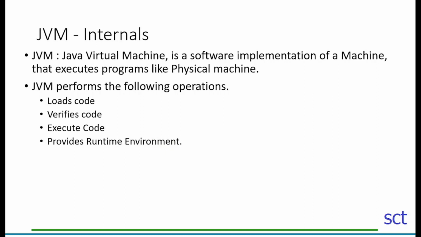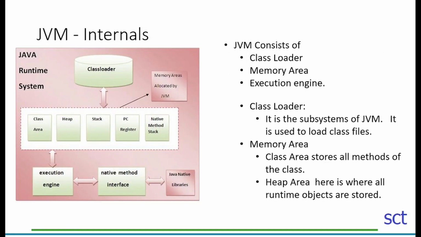JVM internals. The Java virtual machine is a software implementation of a machine which executes programs like a physical machine. It acts as a physical machine and then executes the programs. Basically, it loads the code, verifies the code, executes the code and provides a runtime environment. If you look at the JVM internals, we have class loaders, a memory area, an execution engine and the libraries.